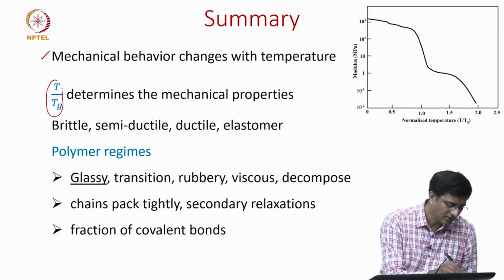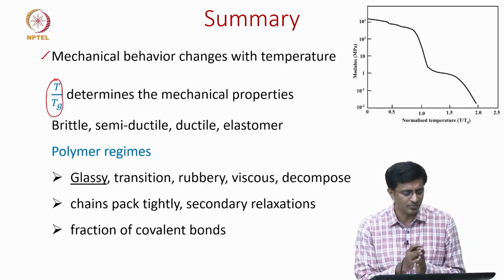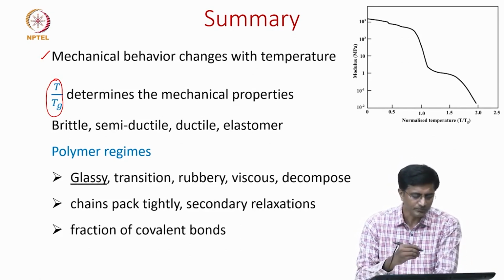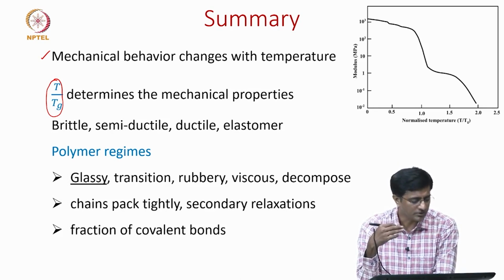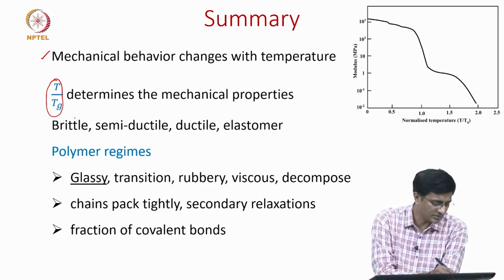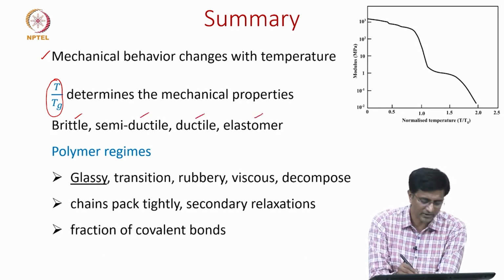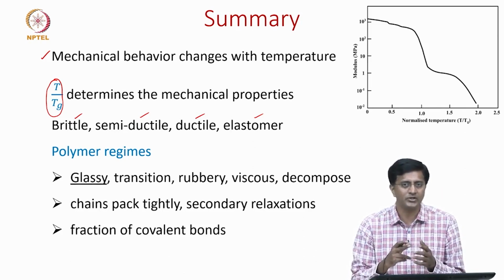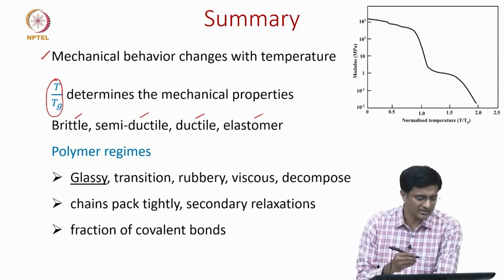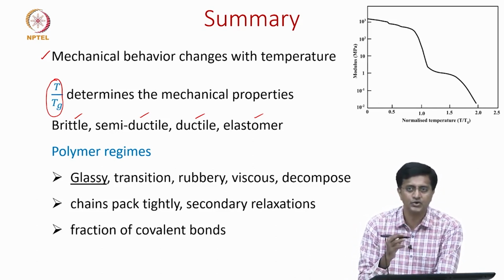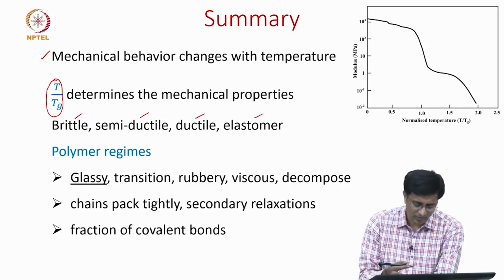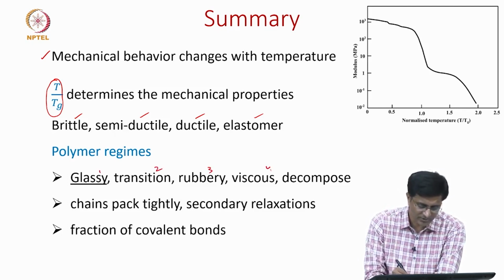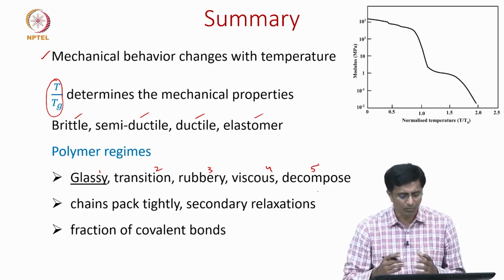And we also have seen that it is better to talk about this temperature dependence in terms of this ratio T by Tg, where Tg is the glass transition temperature. And we also have seen that polymers exhibit different kinds of mechanical behavior, such as brittle behavior, semi-ductile, ductile and elastomer. It all depends on how the polymer packing is and what kind of bonds we have between the molecular chains. So, taking an example of amorphous polymers, we said that it shows several regimes. Here we are listing 5 different regimes, starting with the glassy regime and then the glass transition, rubbery, viscous and finally the polymer decomposition.